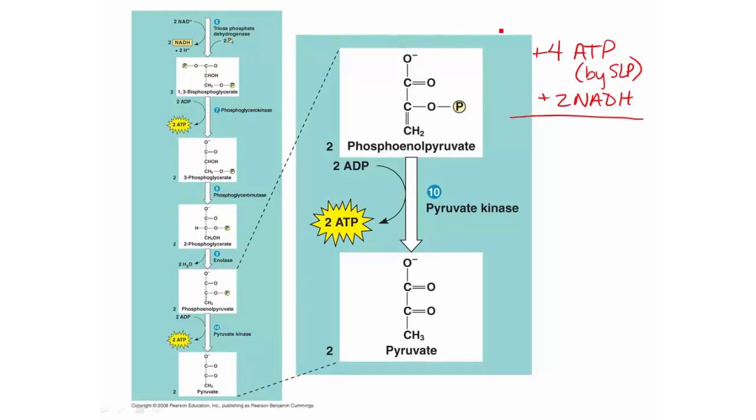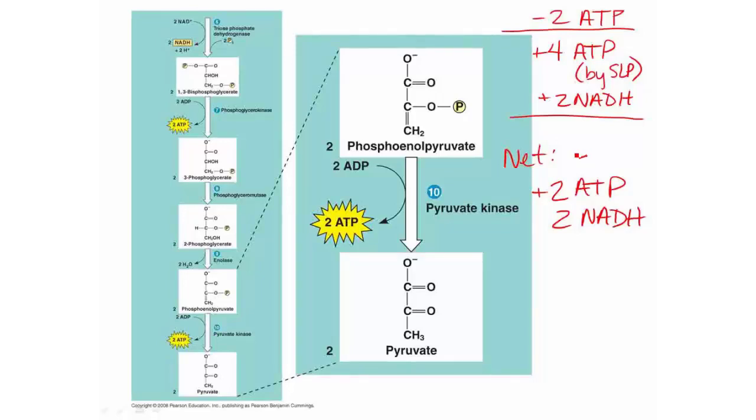If we consider what we made in the previous stage, or what we used, we actually used 2 ATPs. Okay, so we had a negative 2 ATPs from the first stage. So if we put it all together, our net yield at this point is going to be 2 ATPs, and it's going to be 2 NADHs. Okay, this 2 ATPs represents about 5% of the ATPs that we will ultimately make. So we really have not made very many ATPs at this point.